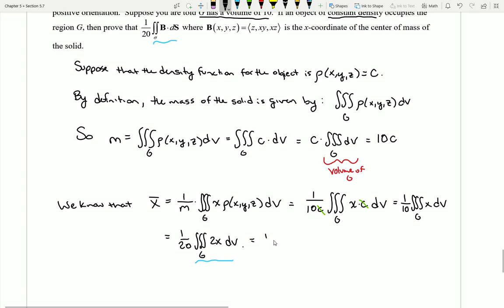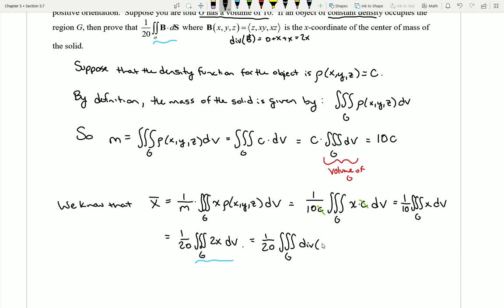One thing that I might notice is that 2x has a very interesting relationship to the actual vector field that's listed here. You might notice, if I was to try to look at the divergence for this vector field, what does the divergence come out as? Well, let's see. It would be 0. Partial with respect to y is x. Partial with respect to z is x. So the divergence is 2x.